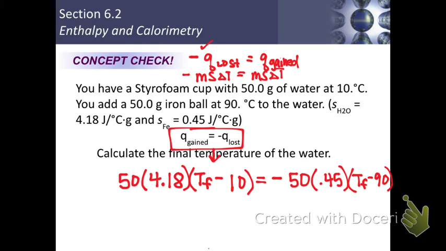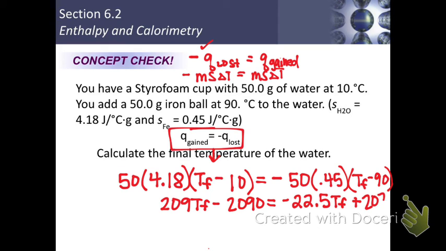Okay? So if it were me, I'm going to distribute that through. You guys might solve it in a different way. So I'm going to have 209 TF. Okay, that's how I do the algebra. If something else works better for you, you guys know how to do that, so that's fine. Now I'm going to combine like terms.